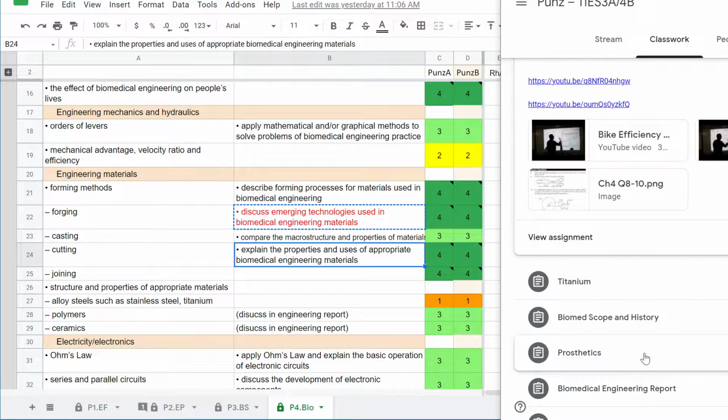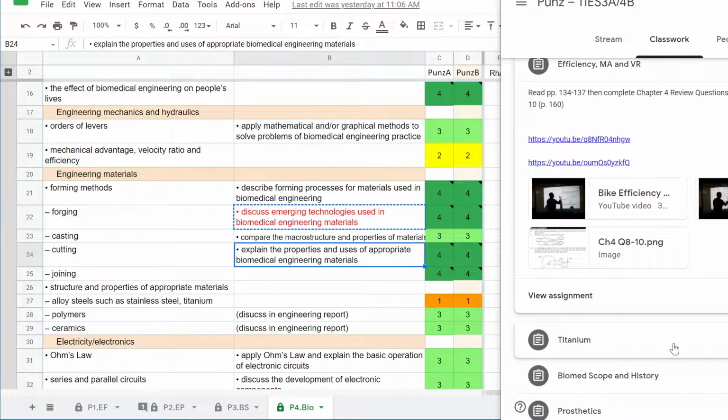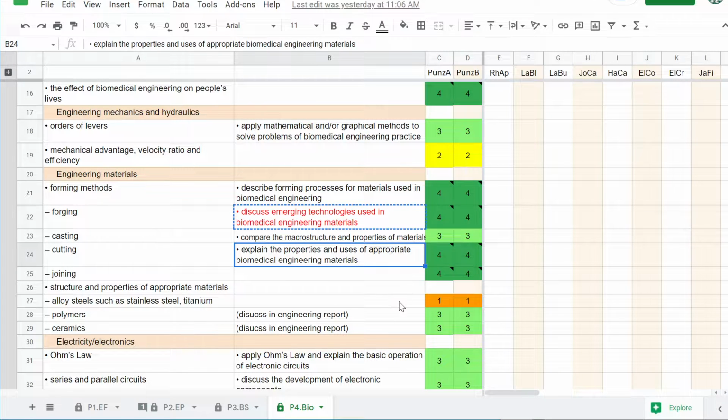So cutting, I need to talk about. I've talked about it in a video, but I probably should set it for homework. Explain properties and uses appropriate to biomedical engineering materials. We've done that for homework. That's done as part of the engineering report.